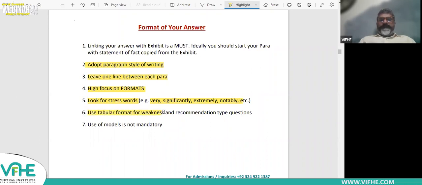Use tabular format for weakness and recommendations. Yes, we discussed that yesterday. And use of models is not mandatory. Please, again, I request, few of you are in love with models. I don't mean the female models, but the SBL models. So please do not try to forcefully or unnecessarily use models in SBL, okay? Look, it's okay. It's not a big deal.